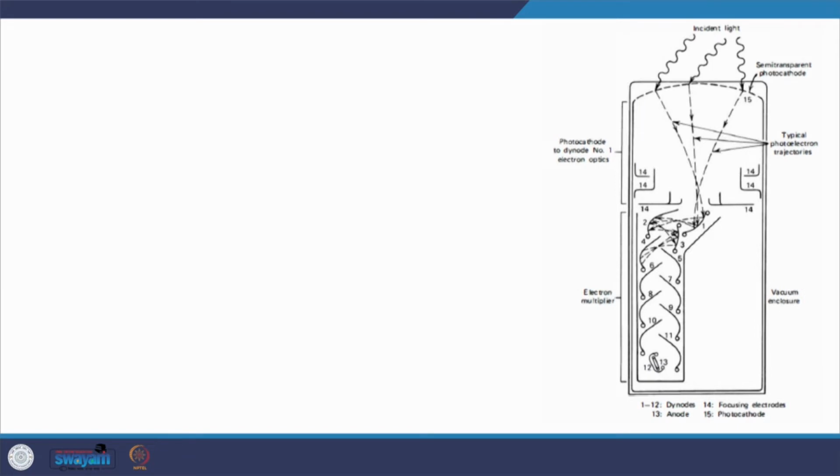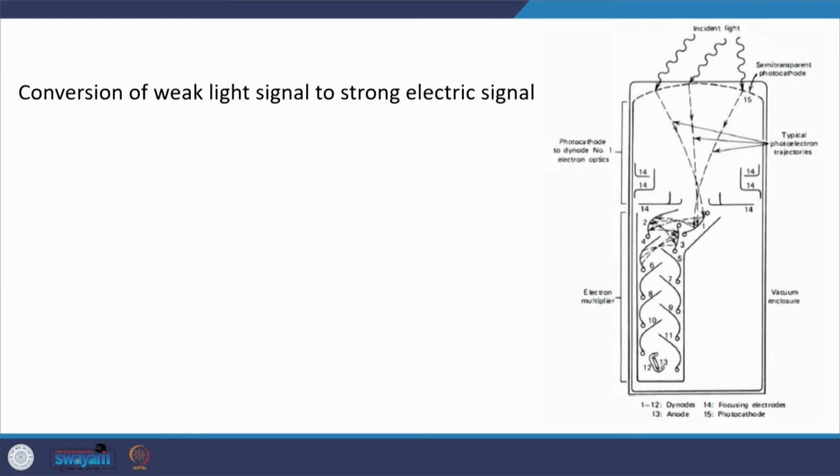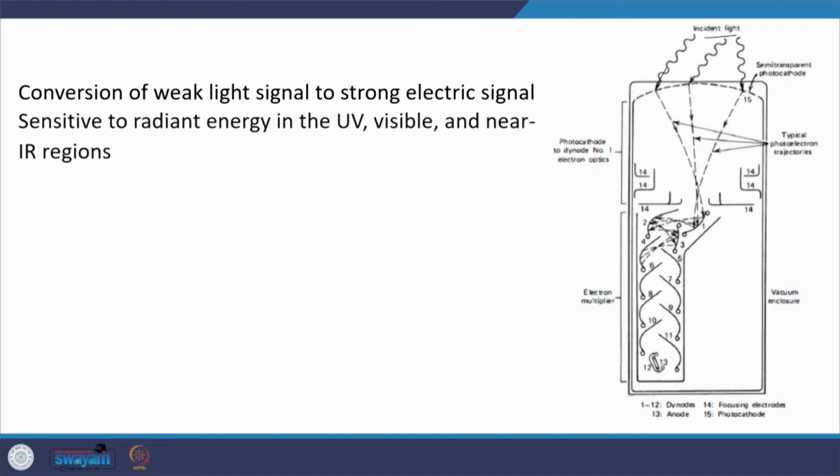Now, this photomultiplier tube is basically the conversion of optical photons into an electrical signal. Okay? How does it work? The incident light falls on the photocathode and is converted into a strong electric signal by multiplying the electrons, and at the photocathode the conversion takes place with the help of the photoelectric effect, and it is sensitive to radiant energy in the UV, visible and near IR regions. Okay?